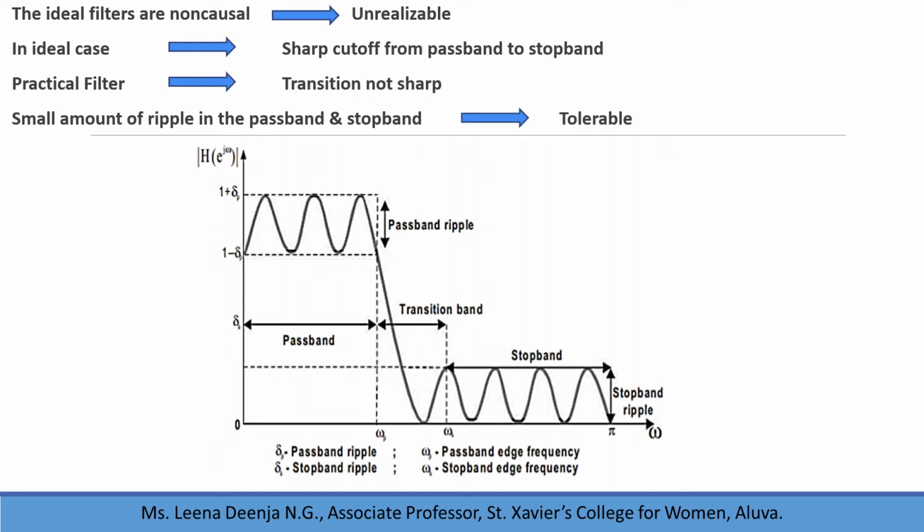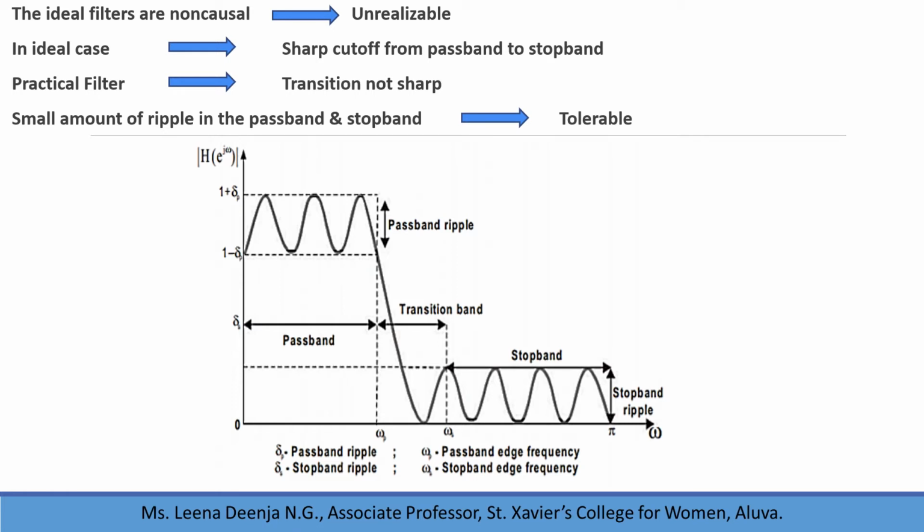But in practice, it is not necessary to insist that the magnitude |H(e^jω)| be constant in the entire passband of the filter. A small amount of ripple in the passband is usually tolerable. Similarly, it is not necessary for the filter response H(e^jω) to be 0 in the stopband. A small amount of ripple in the stopband is also tolerable.